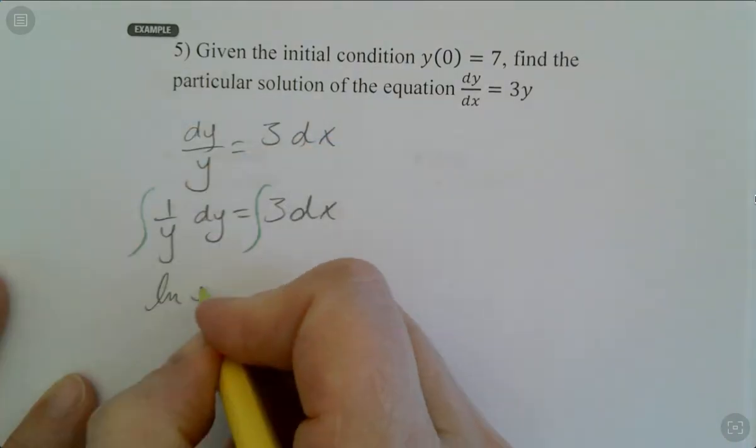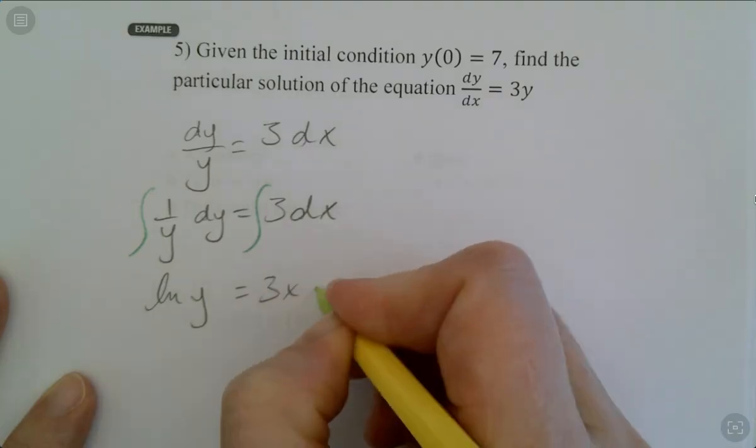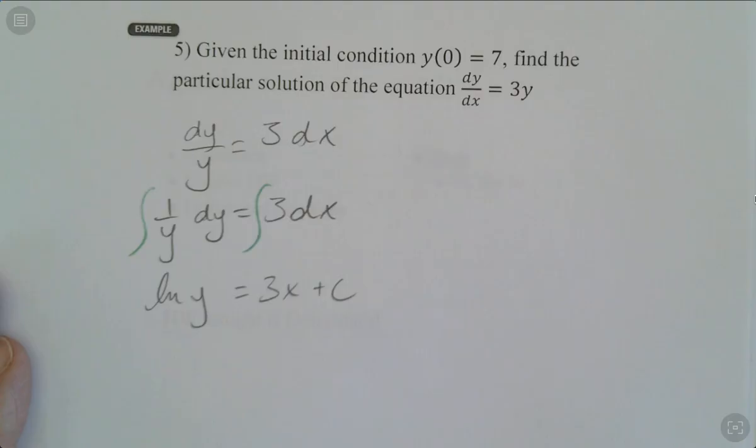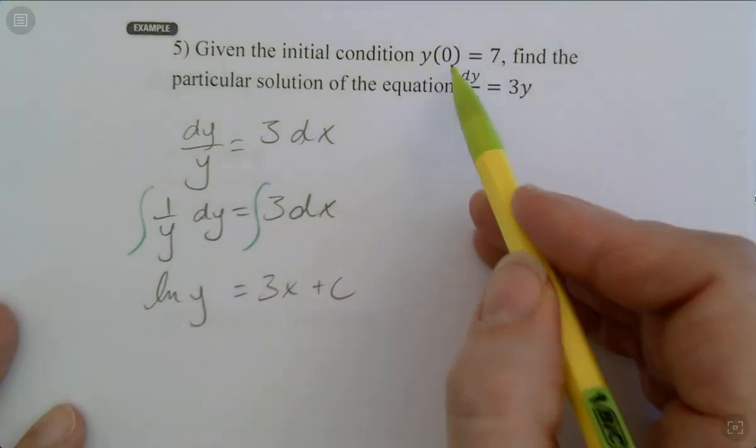It's natural log of y equals 3x plus c. And remember, we want to solve for c when we see it. So I'm going to plug in the 7 for the y and the 0 for the x.